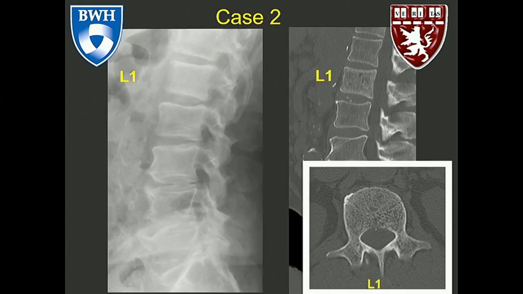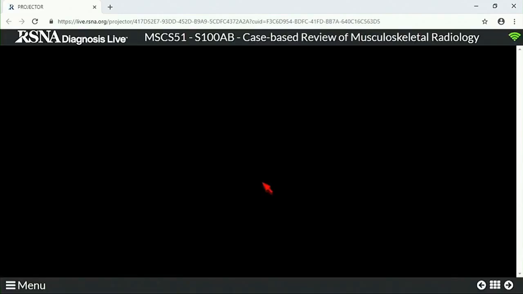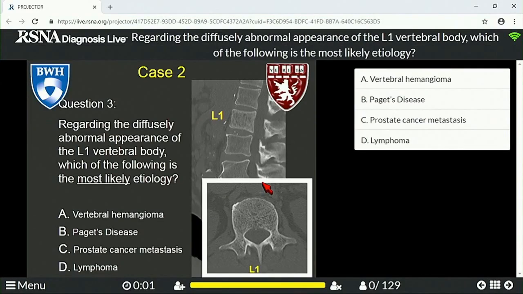All right. So the patient had additional cross-sectional imaging to try to narrow down the differential, and here's what the cross-sectional CT imaging demonstrated. So we're going to move on to our next question. Regarding the diffuse abnormal appearance of the L1 vertebral body, which is now the most likely etiology? You'll see the question's very similar except for the most likely part now. Again, same answer choices: vertebral hemangioma, Paget's disease, prostate cancer metastasis, or lymphoma.